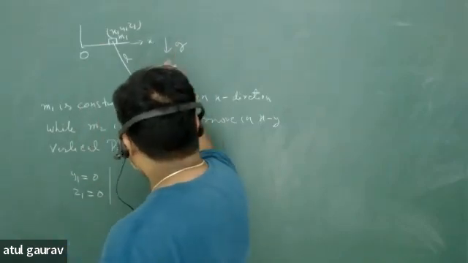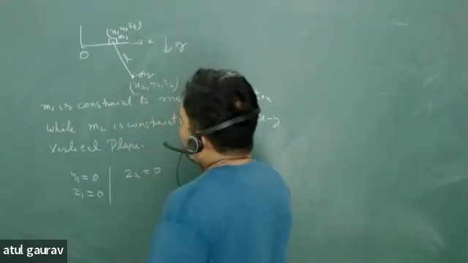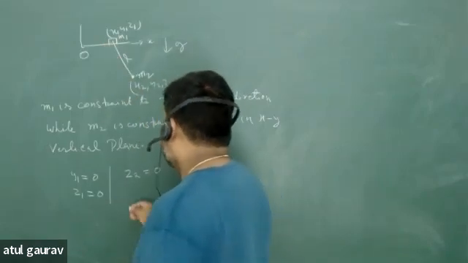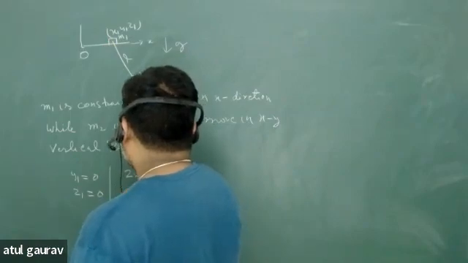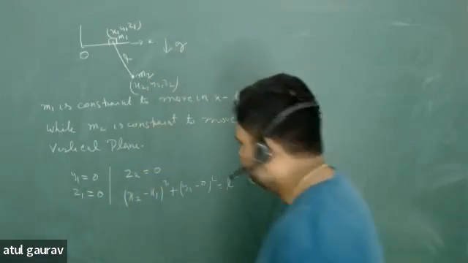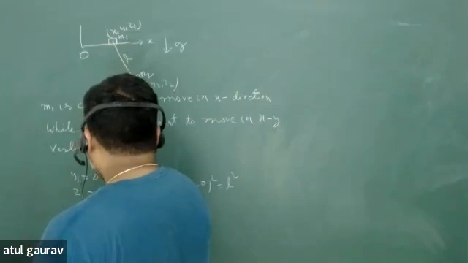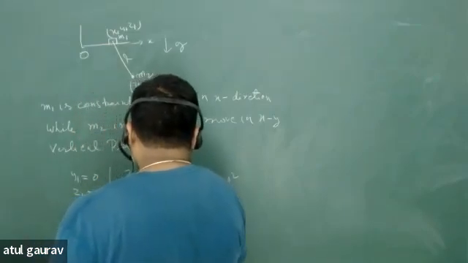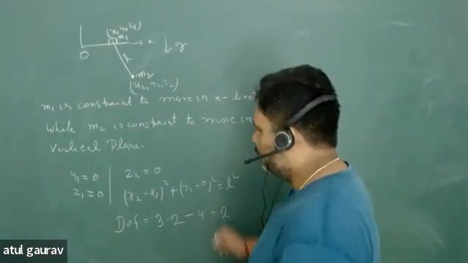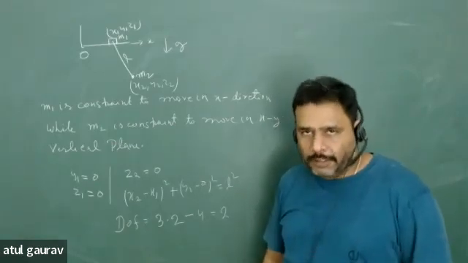Now, for the second particle, it is moving in vertical XY plane. That means z2 is equal to 0. And there is one more constraint, and that constraint is that this distance is always fixed. We can write (x2 minus x1) whole square plus (y2 minus 0) whole square is equal to L square. So there are 4 constraints. So what is my DOF? DOF is 3 into 2, because 2 is the number of particles, minus 4, that is 2 degrees of freedom. So if we want to solve the Lagrangian, we always need 2 generalized coordinates.